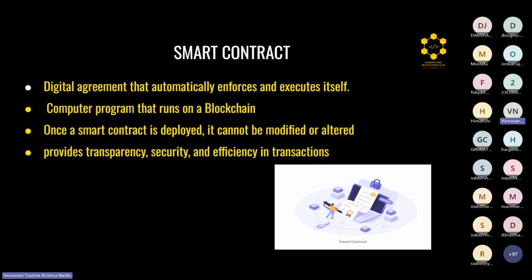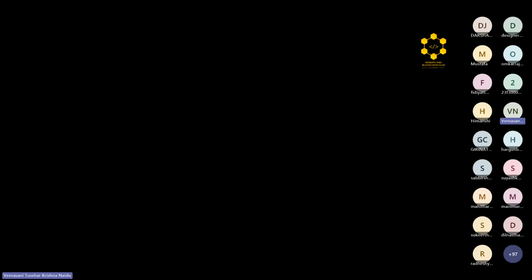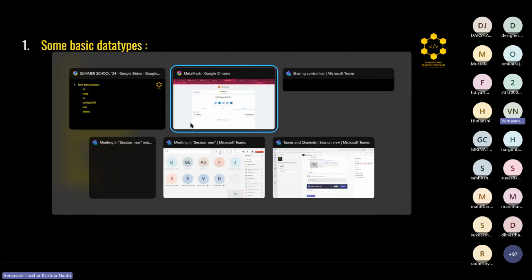Now, what is Solidity? It is a programming language used for developing smart contracts that run on blockchain platforms like Ethereum, and it is highly influenced by Python and JavaScript. So let's see what this programming language is and how we can code in it. We'll see what the basic types are.